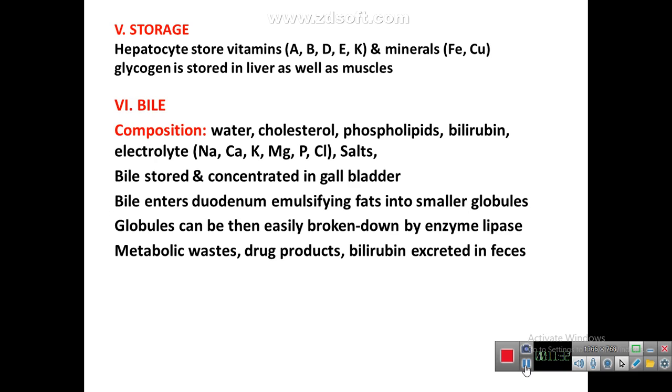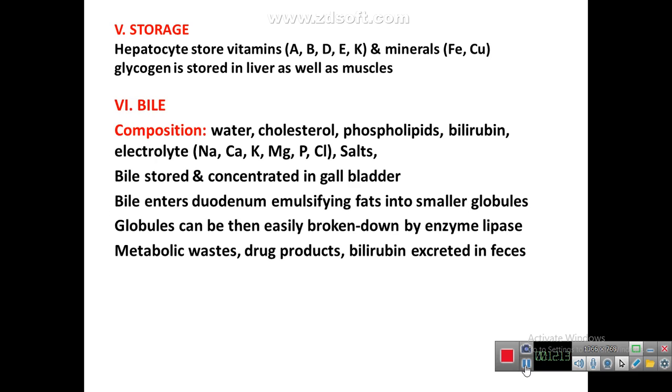Composition of the bile: it is composed of water, cholesterol, phospholipids, bilirubin, electrolytes, that is sodium, calcium, potassium, magnesium, phosphorus or chloride, and salts. The bile is produced in the liver, but it is stored and concentrated in the gallbladder. The presence of fats in the gut during meals stimulates the gallbladder to empty or release the bile. Bile enters the duodenum, the first part of the small intestine.